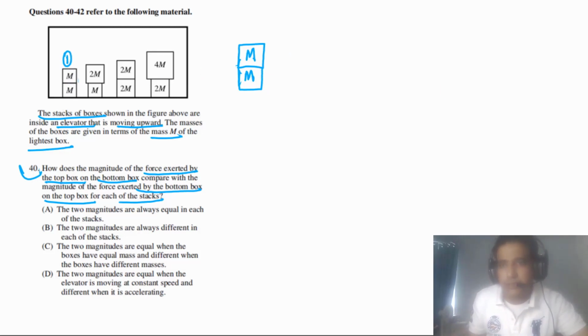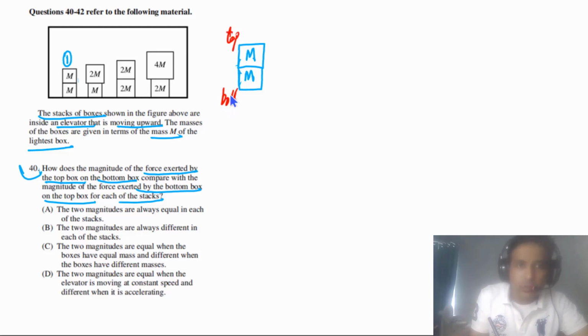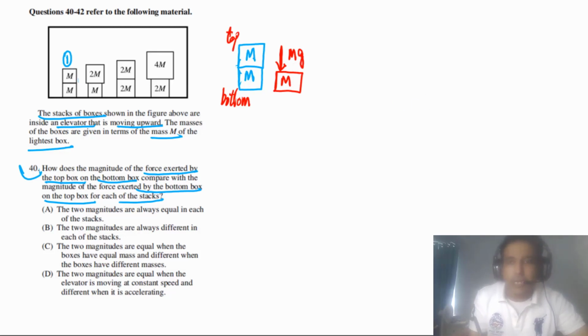This is our top box, and the lower one is the bottom box. The top box will push on the bottom box, so the bottom box will be pushed by the top box with force mg. And now if we draw the top box, it also has mass m, and the bottom box will push on this one upwards with the same magnitude of force, that is mg.